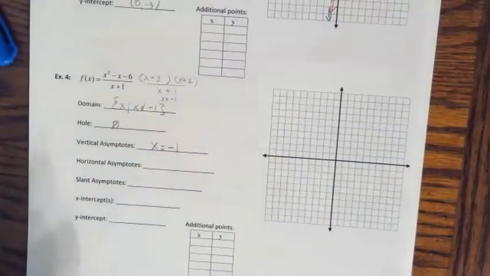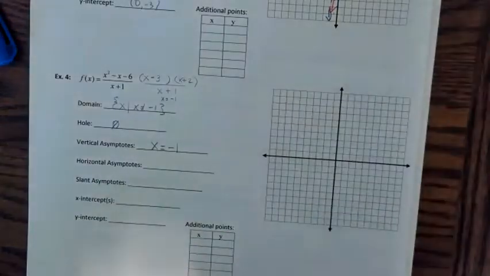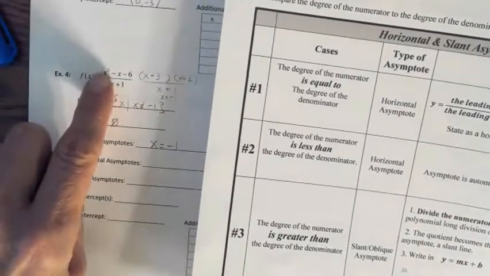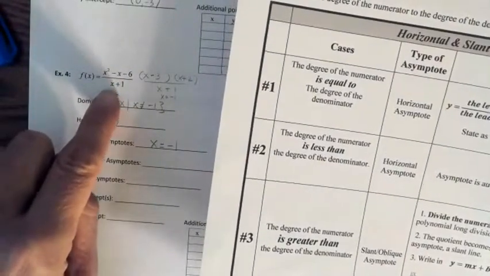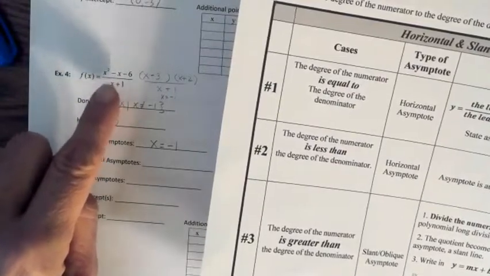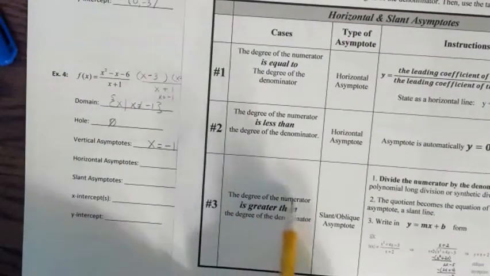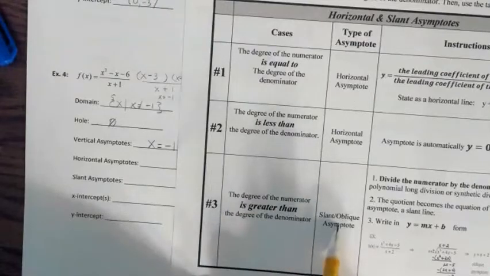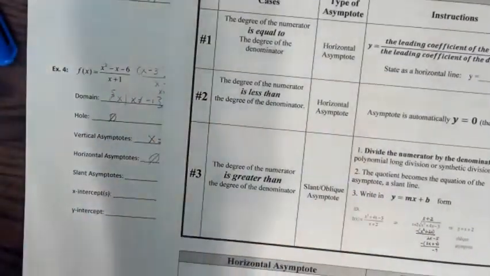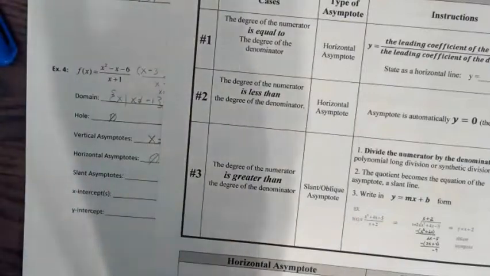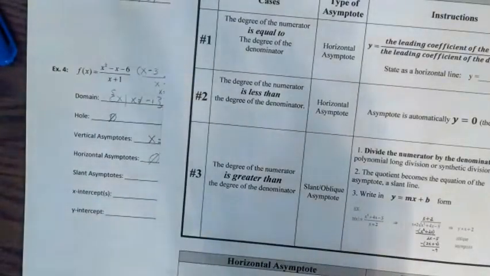Horizontal asymptote. So the degree of the numerator is 2 because I have a power of 2 as my highest power of x in my numerator. My degree of my denominator is 1 because this x is a power of 1. So what happens? The degree of the numerator is greater than the degree of the denominator. That means I have a slant asymptote, so I do not have a horizontal. And then how do I get that slant asymptote? That's going to be an equation of a line like y equals 2x plus 3 or y equals -x, something like that.